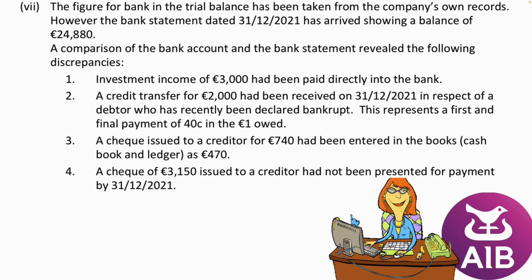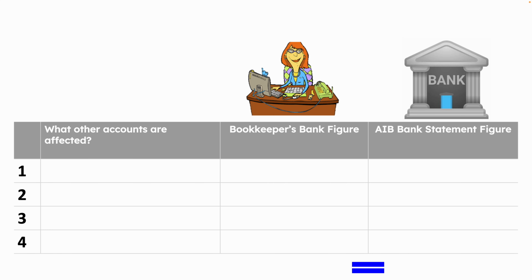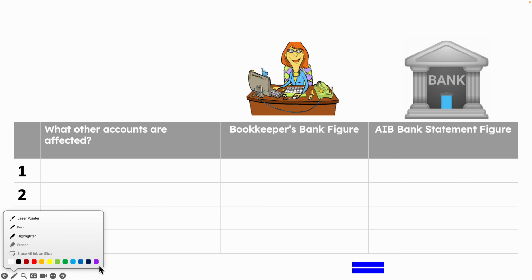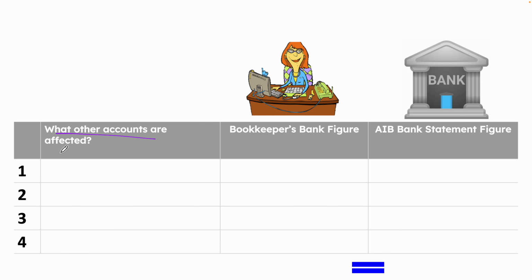Okay, so as always, the bank adjustments look very intense. They look like a lot, but when we break them down, they're absolutely fine. So the way I would suggest that you lay out the working on this would be just have one column with what other accounts are affected. Column number 2, we'll have the bookkeeper's bank figure. Column number 3, just what's AIB's bank statement figure. And then there were 4 discrepancies in this, so I've just numbered 1, 2, 3, 4.